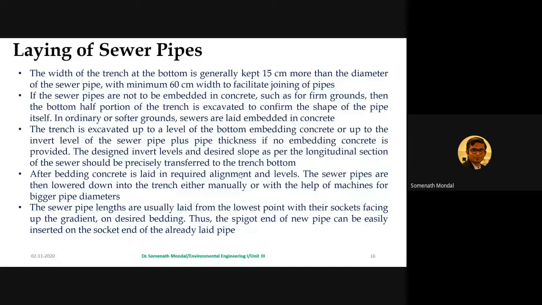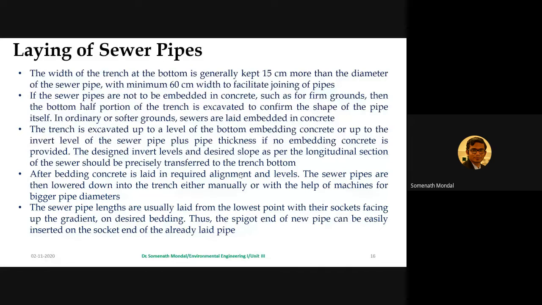If the socket face would have been towards the bottom end, then the leakage chance would have been much more. So to avoid that, socket facings are always kept upward in the gradient, in any desired plane where you are actually connecting two pipes together and creating the joints. Thus, the spigot end of a new pipe can easily be inserted into the socket end of the already laid pipe. This is also very important.